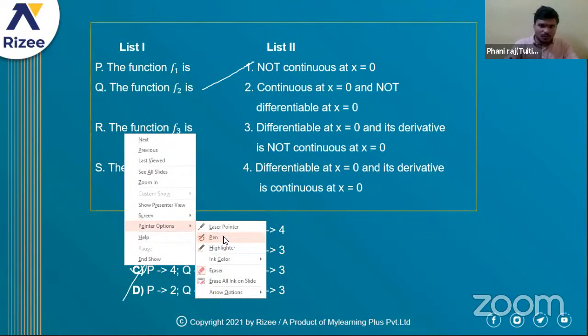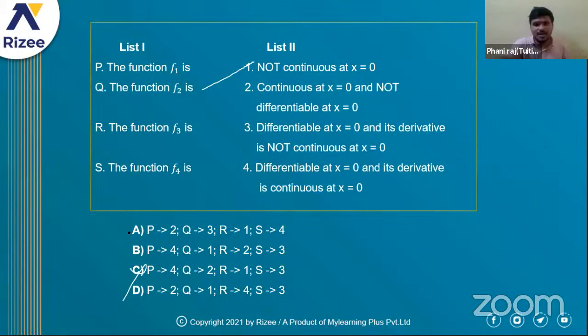Equal to 1. Now what shall we do? F3. We'll do F3 because then we can decide if it's option B or option D. So it should be either 2 or 4. We'll see which one it is.